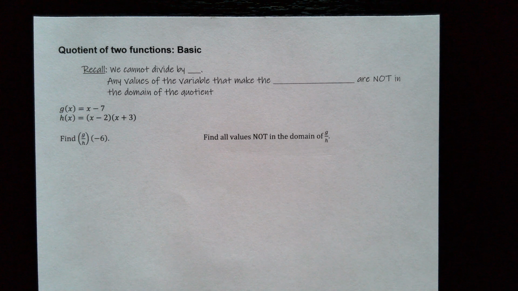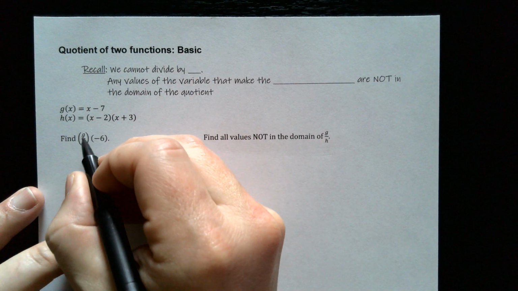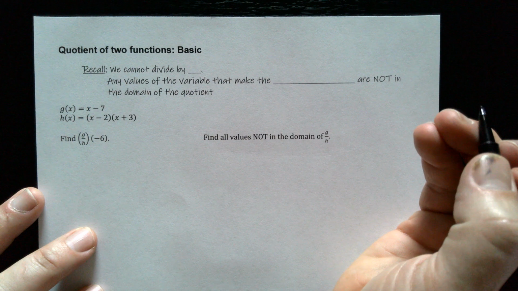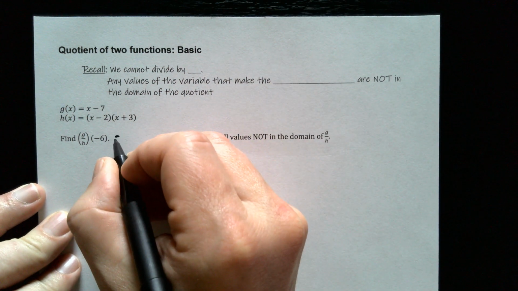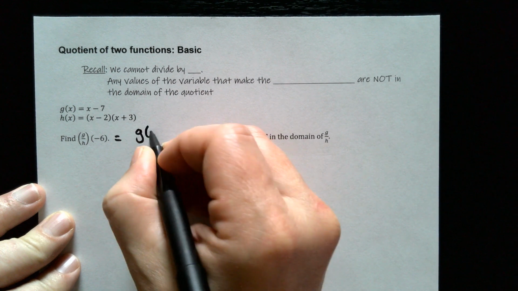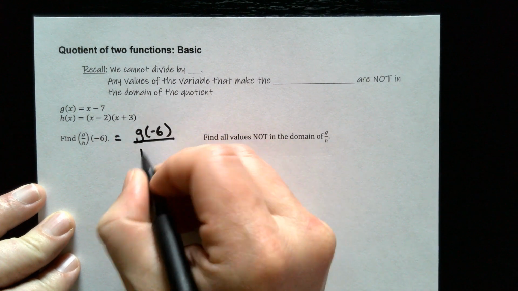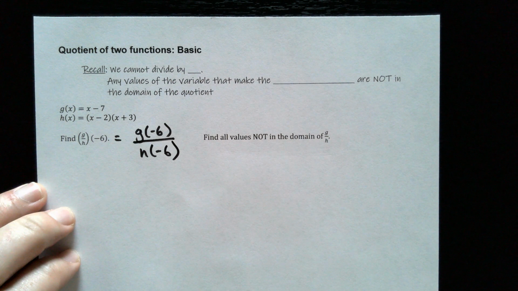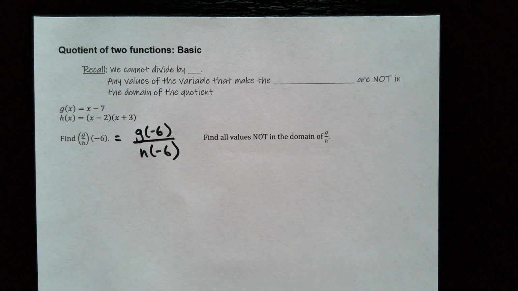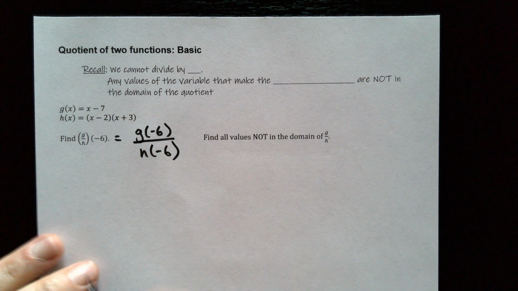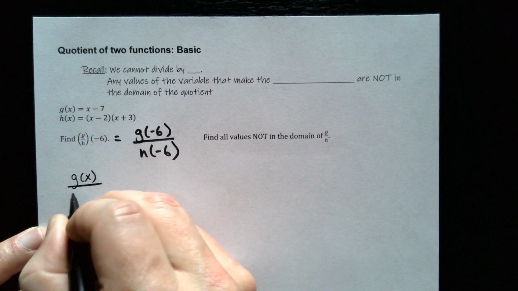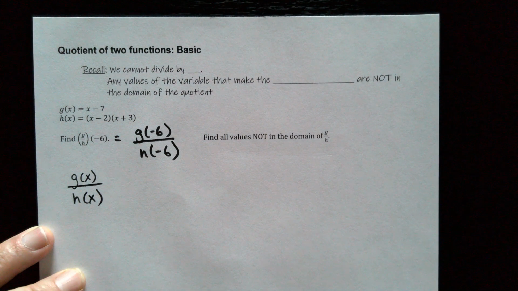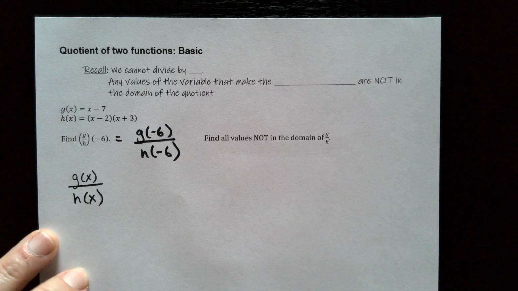Okay, so let's look at this first one. It says find g divided by h of -6. Okay, so g divided by h, this is basically saying g of -6 divided by h of -6. However, what we're going to do first is figure out what g of x divided by h of x is, because I want to know what I have to worry about with my domain.